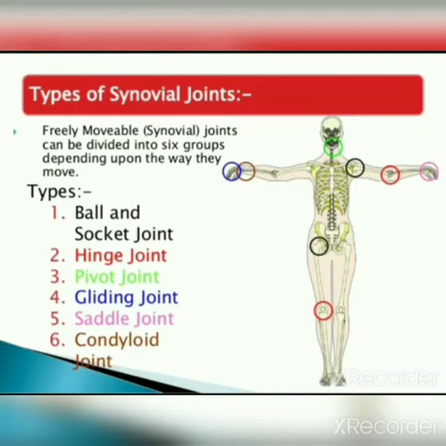First one is the ball and socket joint. The blackish circle in the skeleton is showing the ball and socket joint. Second is the hinge joint. The reddish circle represents the hinge joint. Third is the pivot joint. The greenish circle represents the pivot joint. Fourth is the gliding joint. The bluish circle represents the gliding joint. Fifth, the saddle joint. The pink circle represents the saddle joint. And sixth is the condyloid joint. The brownish circle represents the condyloid joint.